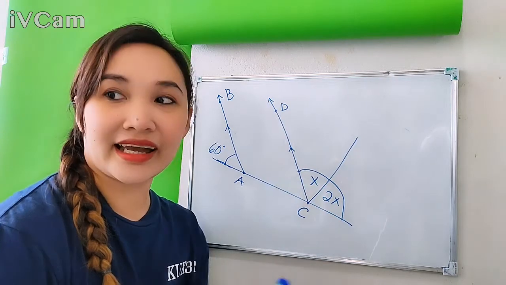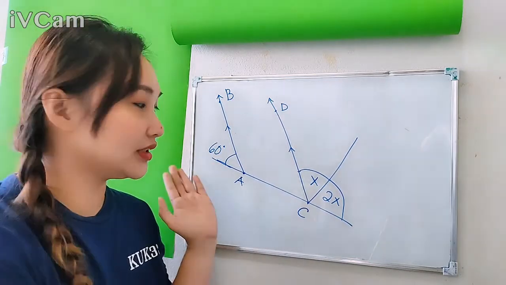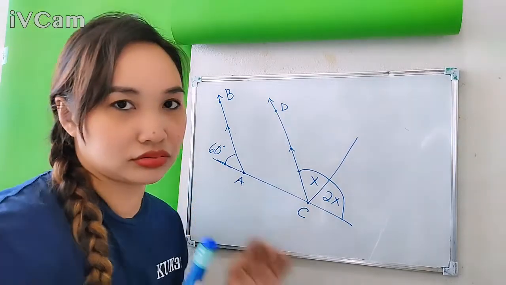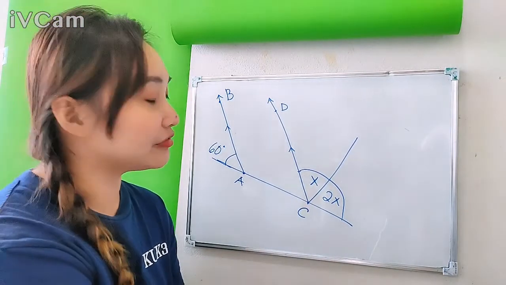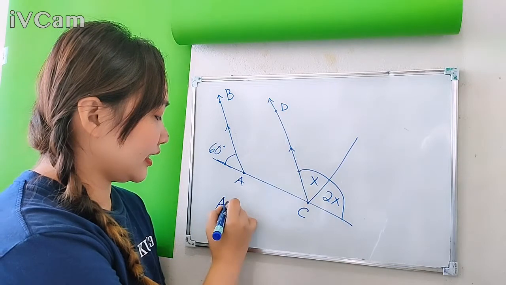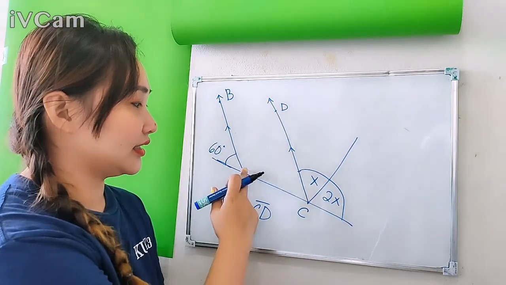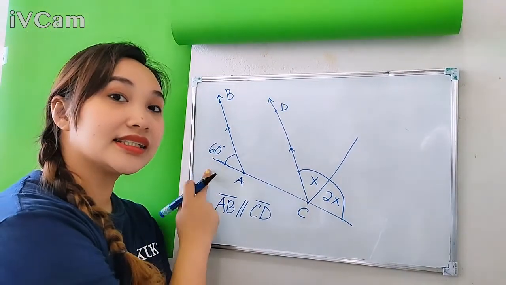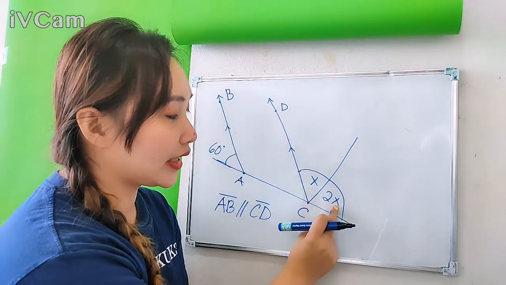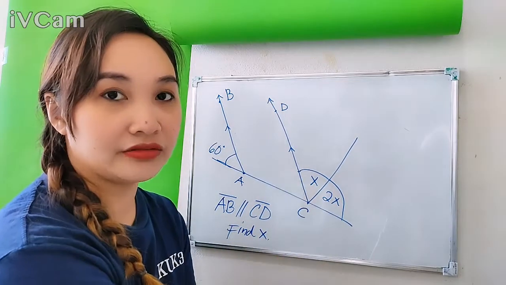Okay, next I have here another example, and we have given here that AB is parallel to CD, and we have given this side is 60 degrees, and we also have given 2x and x. Now the question is, find the value of x.